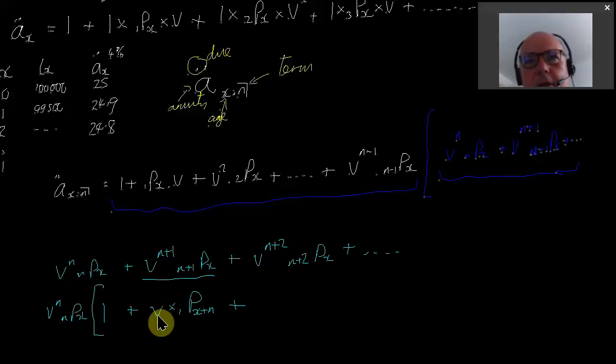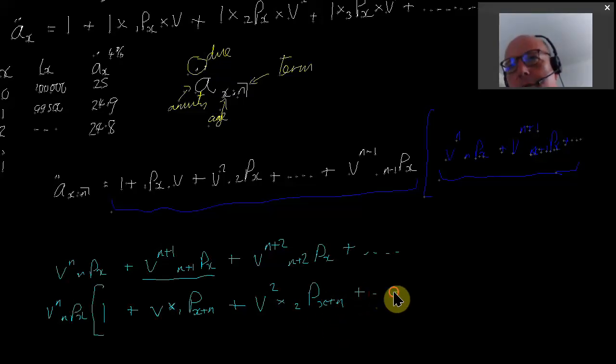Fairly obvious for the v, but for the probability, so if you're at age x, if you're age 40 to survive to 51, you've got the probability that a 40-year-old survives to 50 times the probability that a 50-year-old survives to 51. Okay, so the next one then, factor that out, v squared times 2px plus n, and so on.